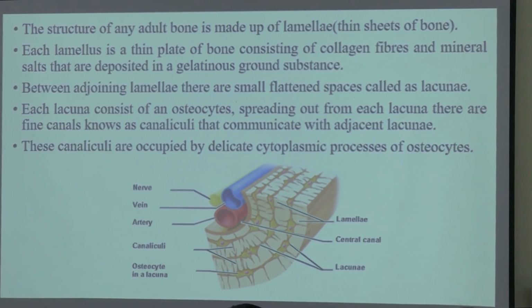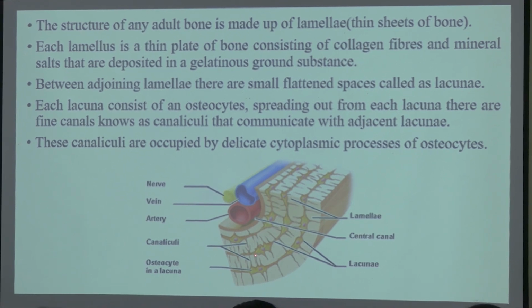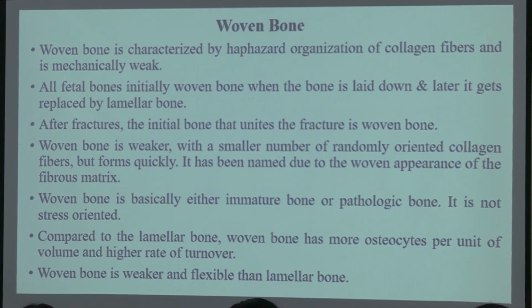Okay. And for your reference, you can see the diagram. Can you see the canaliculi? Look, this is one lacuna, this is one lacuna. These are connected with each other with the help of the canaliculi. And what is present in the canaliculi? As you can see, the cytoplasmic processes of osteocytes. Okay. This will maintain the integrity of this particular space. So that was the lamellar bone.